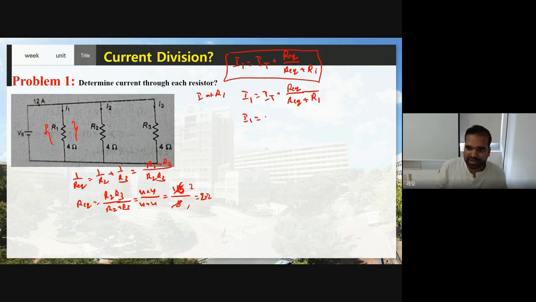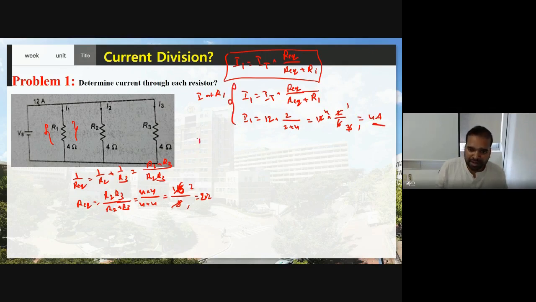Already they have given IT in the circuit itself. 12 into R equivalent, that is 2, by 2 plus 4. Yes or no? R1 is 4. Now 12 into 2 by 6, so 2 ones are 2, 2 threes are 6, 3 ones are 3, 3 fours are 12. Now what is the current I1? 4 amperes. This is the procedure for finding I1.